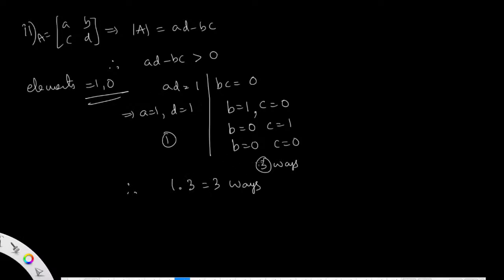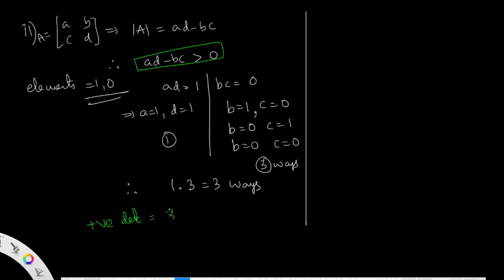These subcases we have to multiply. For the total number, we can add. And then go to the third. For positive determinant value, the total number of ways equal to 3 ways.